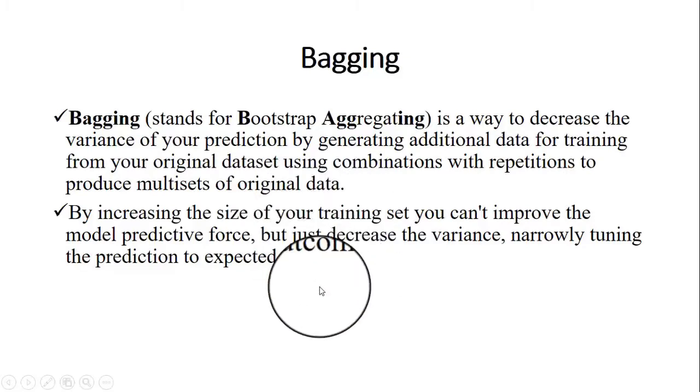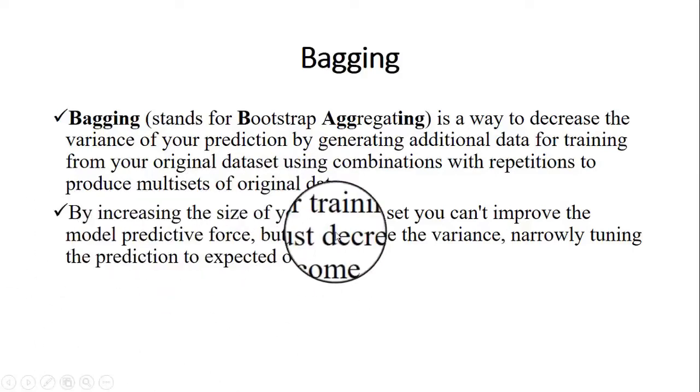That means what it will do, it will randomly choose a set of data from the original data set. That means it can select multiple data sets from your original data and will combine them, or you can say it will generate the prediction for each and every combination of data.